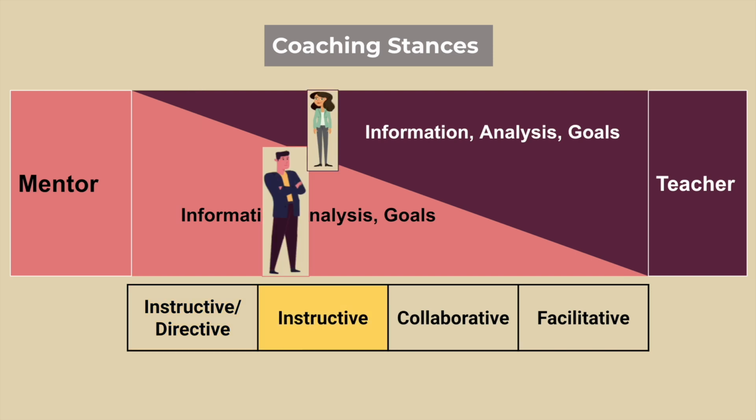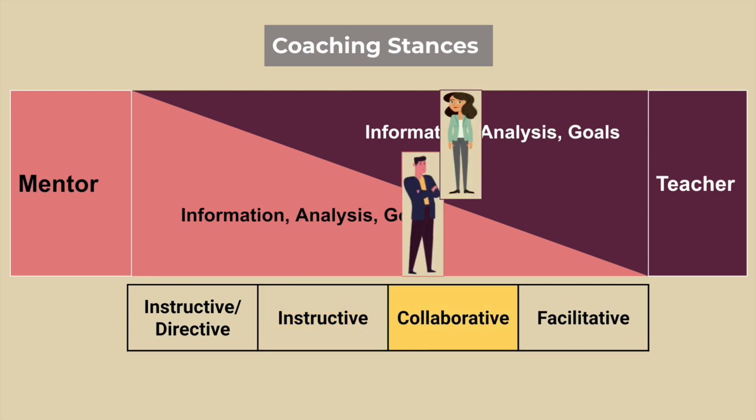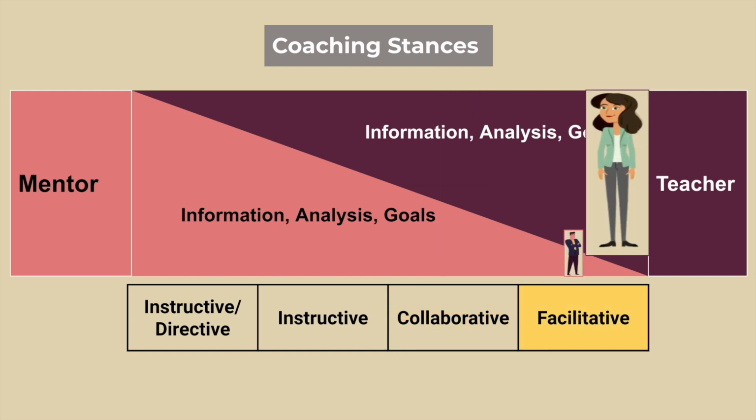In the instructive stance, the mentor holds much of the information and takes charge of analysis and goals, but the teacher is also holding some of the information and can take part in analysis and goals. In the collaborative stance, the mentor and teacher are equally holding the information and equally taking charge of analysis and goals. In the facilitative stance, the teacher is the one holding the information and mostly taking charge of the analysis and goals. The mentor should meet the teacher at the teacher's current level. However, the ultimate goal is to be in a facilitative stance, so the teacher moves towards independence.